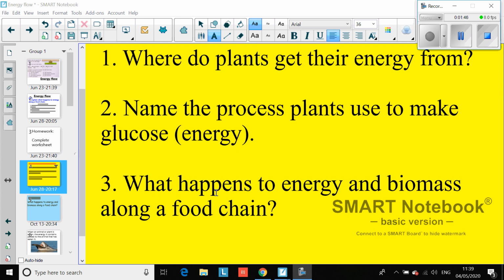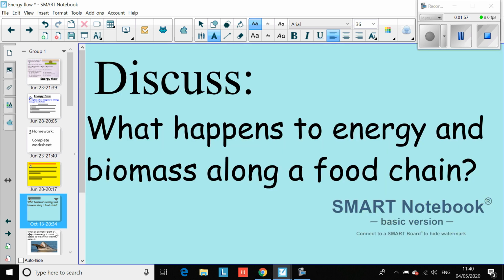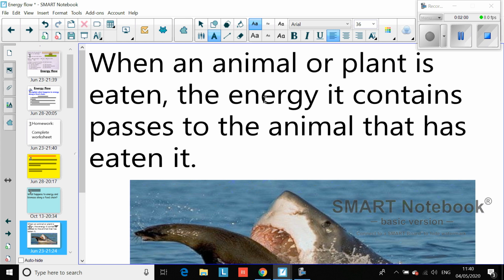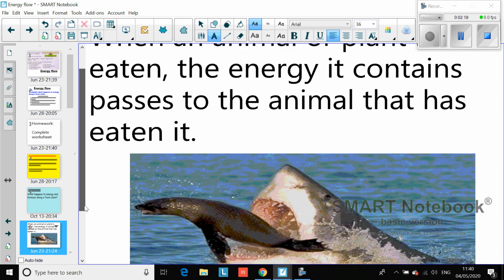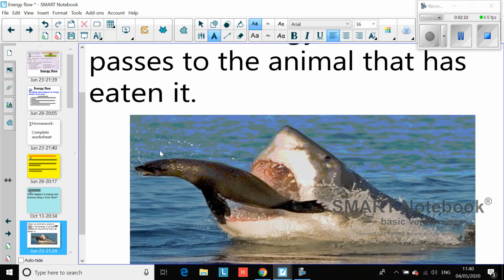What happens to energy and biomass as you move along the food chain? This is the question you might have struggled with, so we're going to have a look at that now, and you can write your answer after we've finished. When an animal or plant is eaten, the energy it contains passes to the animal that has eaten it. If we go back to this for a moment, plants make glucose, they make sugar, and from that sugar they can make all sorts of other compounds. That sugar, that energy, and all those other compounds get moved up the food chain to the next animal, and so on and so on.